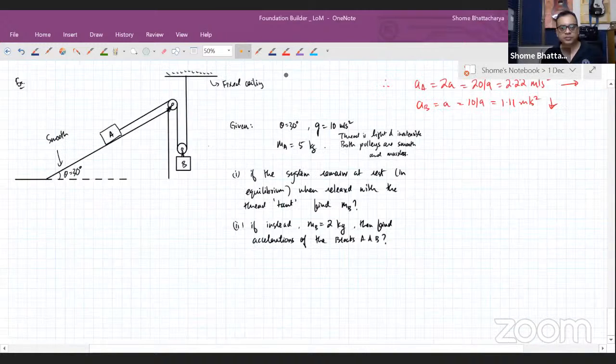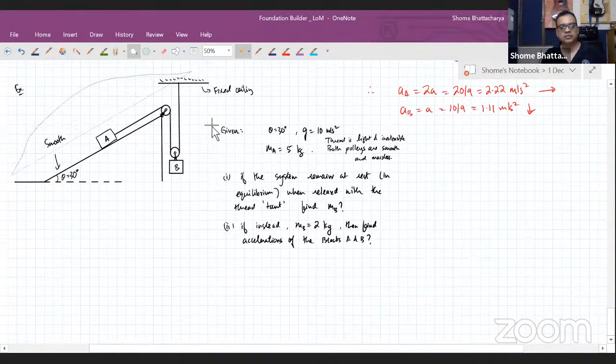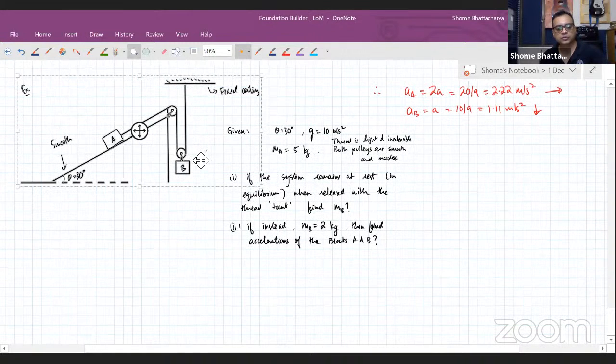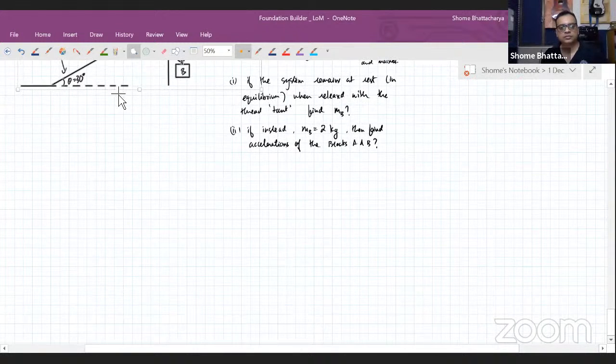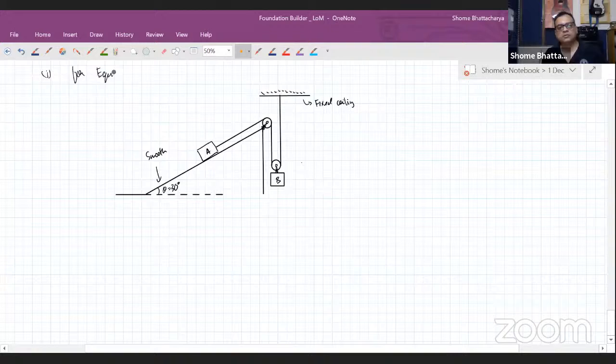Yes, Ruksar, your answer for the first part is correct. So far, one person has got the first part correct. Rest of you can work out the first part at least, I'm sure. It will just apply the condition that both the blocks A and B should be at rest. So the first part, for equilibrium, basically you want acceleration of A should also be 0. Acceleration of B should also be 0. Okay.